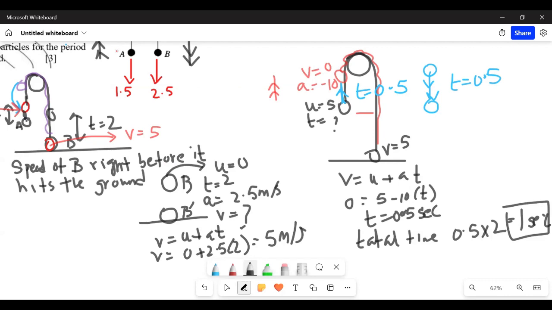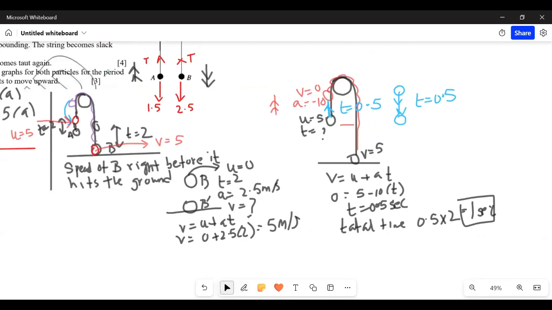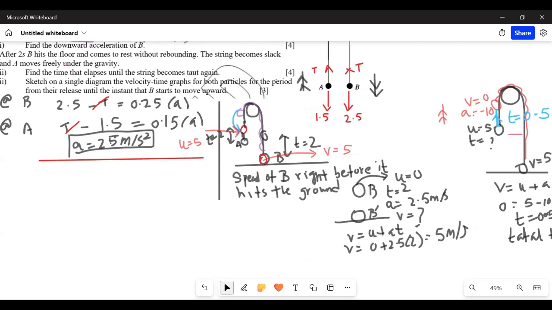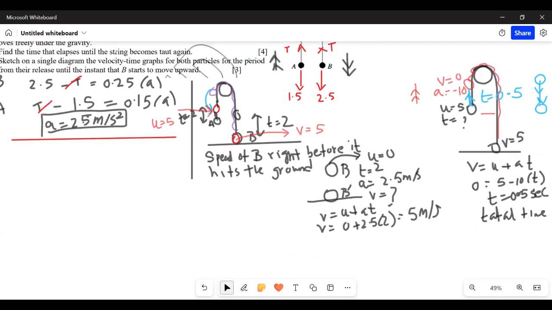ओके, नेक्स्ट है: sketch on a single diagram the velocity time graph for both the particles.